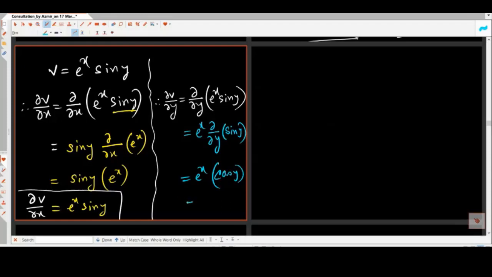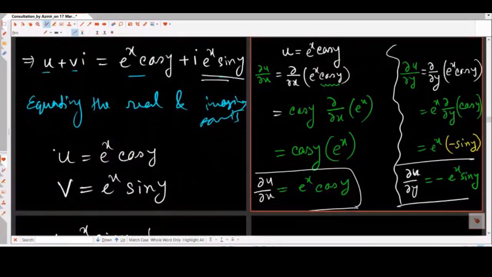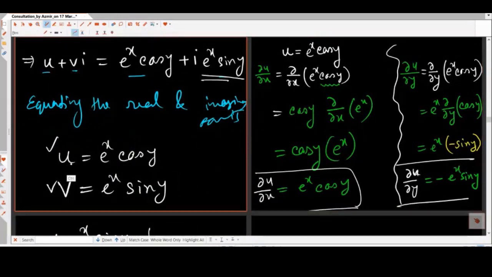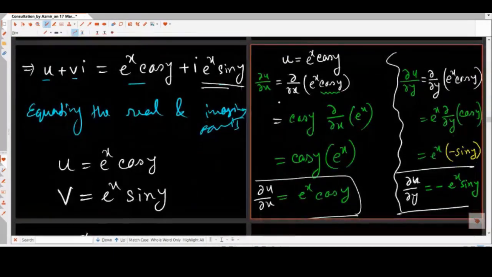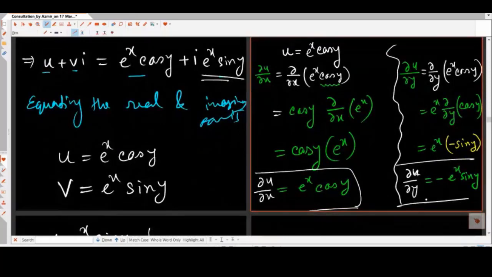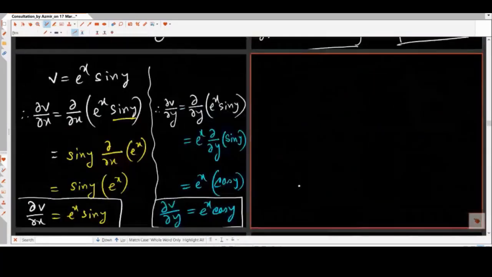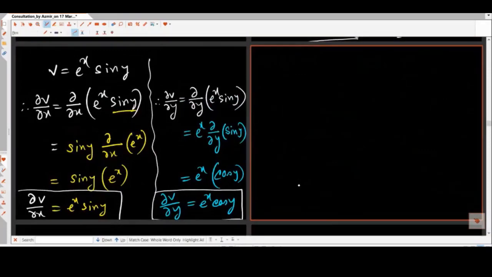So we can write that dv dy equals e to the x cosine y. So step 2 is also done. In step 1, we have tried to find u and v. After step 1, we have found all the 4 first order partial derivatives, that is du dx, du dy, dv dx, dv dy. Now in step 3, this is the time to check whether Cauchy-Riemann equations are satisfied or not.